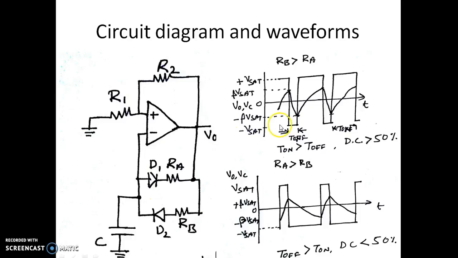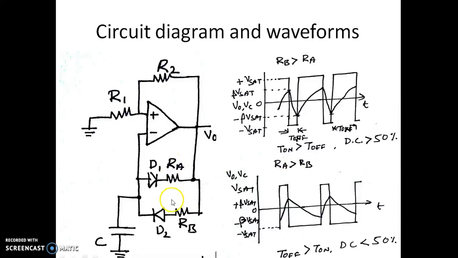When the output voltage is minus VSAT, the capacitor charges to minus VSAT through resistor RA. Meaning the charging path of the capacitor will be to plus VSAT through resistor RB, while the discharging path will be through RA. As you can see here, if RA is equal to RB, we'll get a 50% duty cycle. Suppose the resistance of RB is more, the capacitor takes more time to charge to plus beta VSAT, so the on time is more. The on time will be more than the off time if the resistor RB is more than RA.